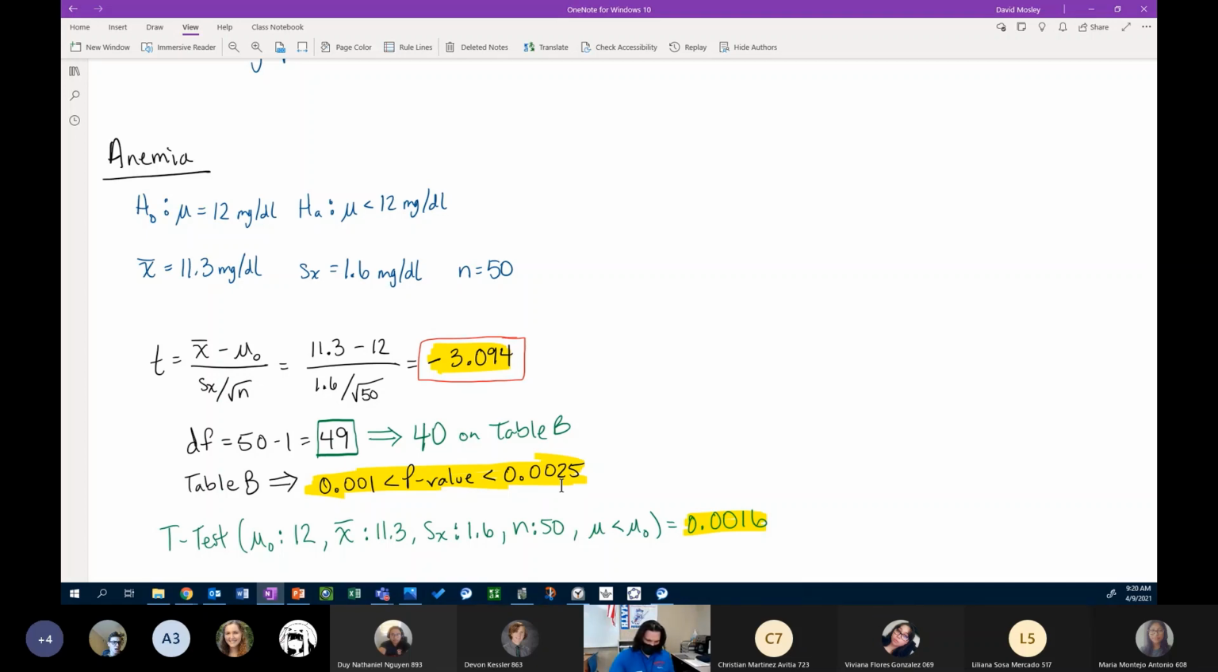Okay. And that was all we were asked to do in this problem. We were just asked to find the p-value. Are there any questions? Is there anything I can clarify?